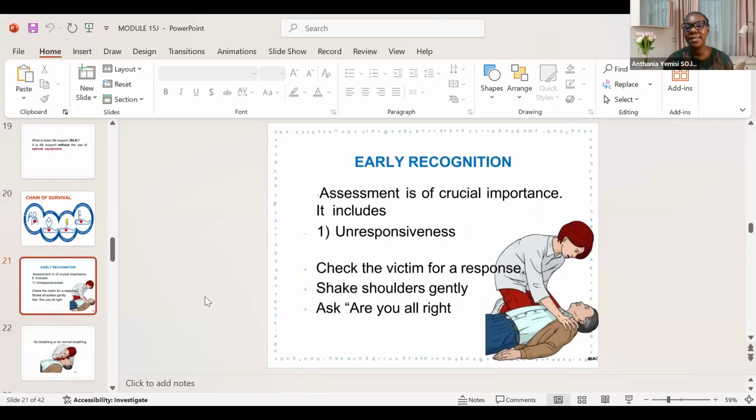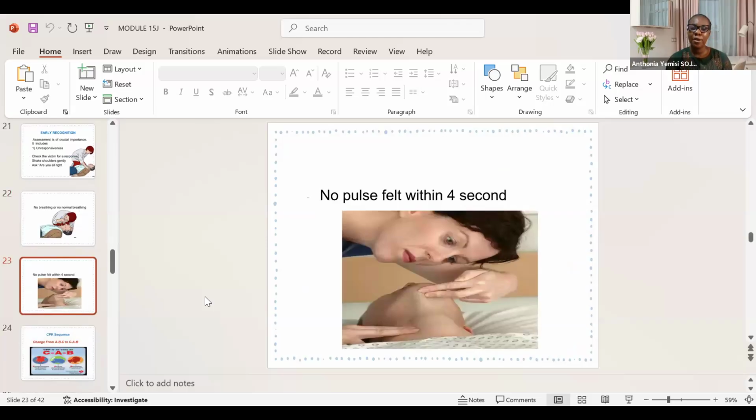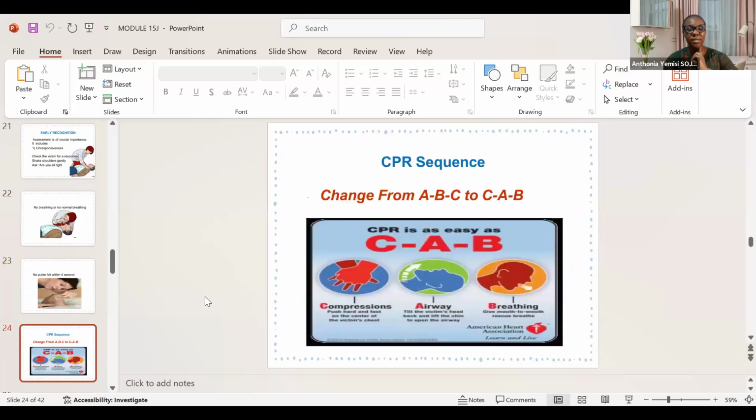So how do you recognize a patient that will need CPR? You want to assess for unresponsiveness. Is this patient responding? You check the victim for a response. You want to shake their shoulder a bit and ask, are you all right? You may even ask, if you can hear me, squeeze my finger. But if you don't get any response, and you can't feel any pulse and the patient is not breathing, and you can't feel a pulse even at the carotid, in the neck area, for up to 4 seconds, then you begin CPR.